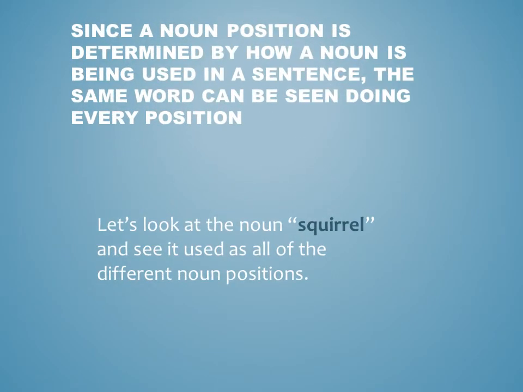Alright, since a noun position is determined by how a noun is being used in a sentence, the same word can be seen doing every position. So we're going to take a look at the noun squirrel and see it used as all of the different noun positions. This is just to show an example that any noun can be used in most of the noun positions.